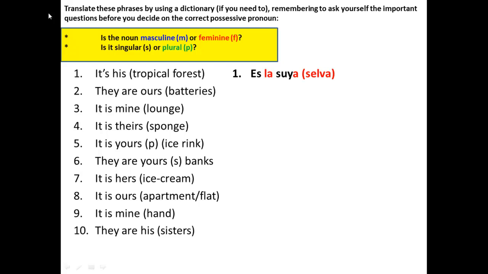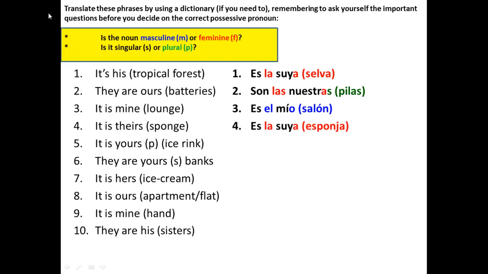Número 2. They are ours and they're batteries. Son las nuestras. Pilas, meaning batteries. 3. It is mine and it's a lounge. Es el mío, and the word is salón, so we've used el mío. Número 4. It is theirs and it's a sponge. Es la suya, the word for sponge being esponja. Número 5. It is yours and it is an ice rink. Es la vuestra, the word being pista de hielo.